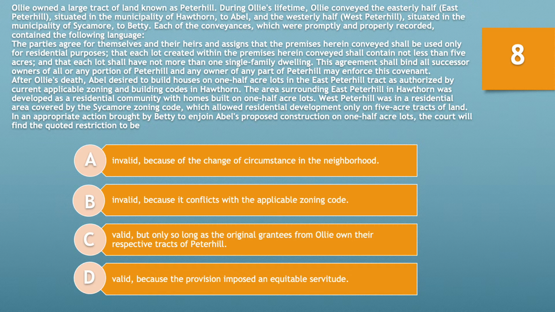After Ali's death, Abel desired to build houses on 1/2 acre lots in the East Peter Hill tract as authorized by current applicable zoning and building codes in Hawthorne.